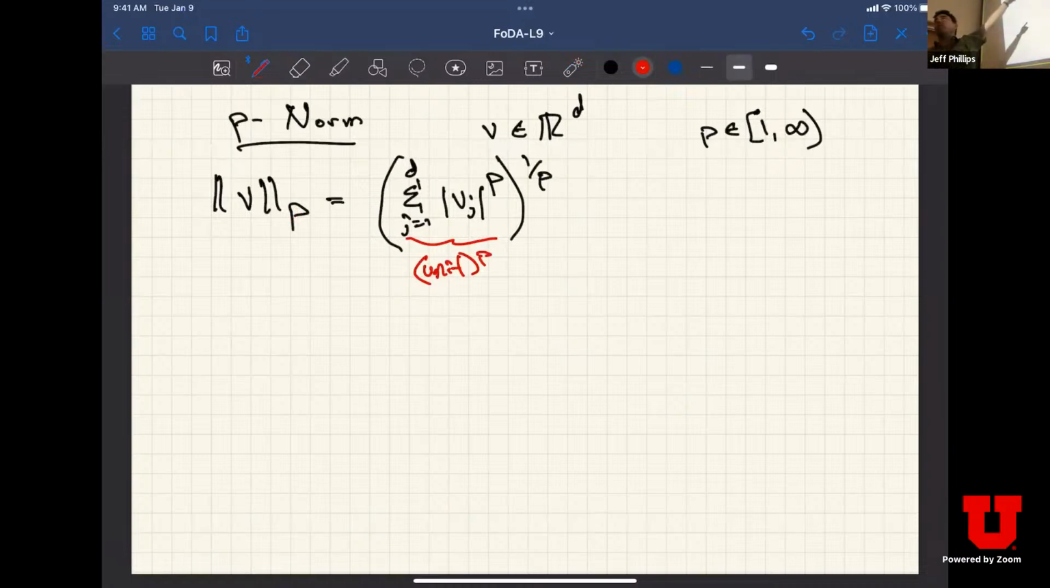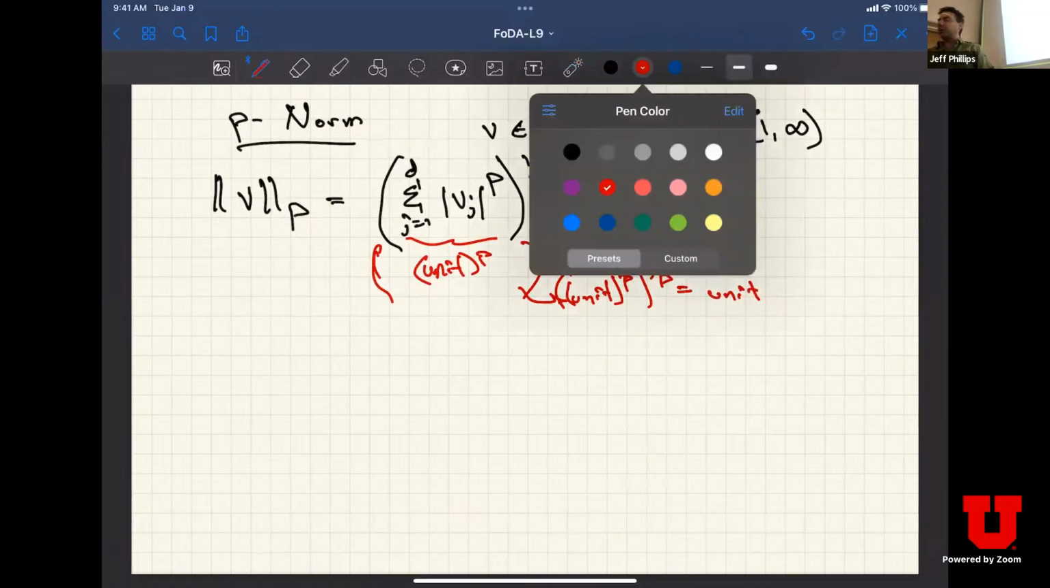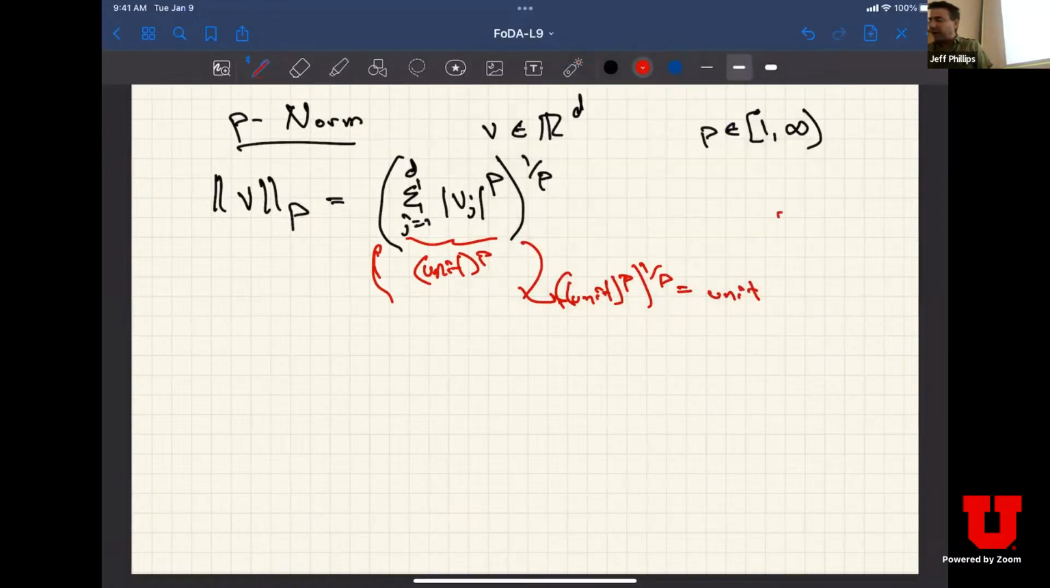Okay, so that's why it's important that if you raise to the pth power, you take it back down to the 1 over pth power, and so the units are staying the same. So this quantity here, unit to the power p to the power 1 over p, is just the same units that I start with.